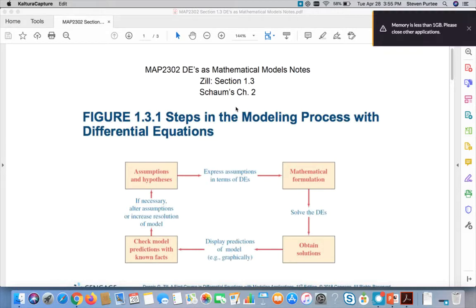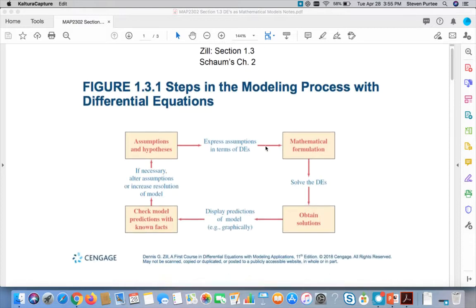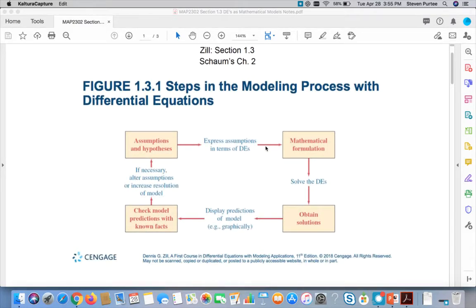This is really important, to be able to take some physical scenario and turn it into a DE, and then worry about solving it later. Right now, we're just thinking about how do we turn physical conditions into equations.